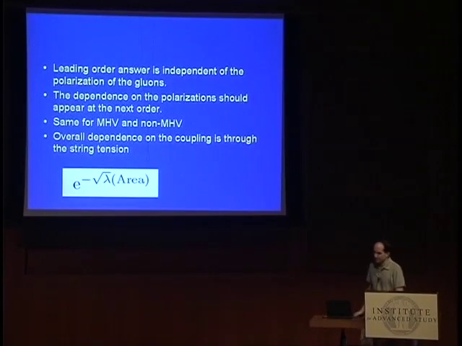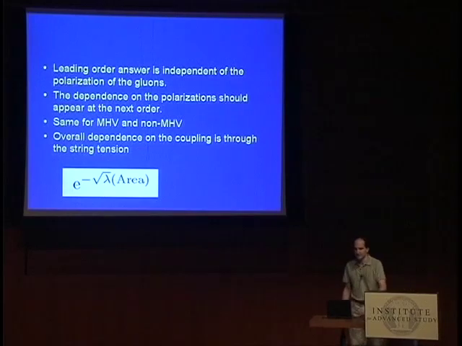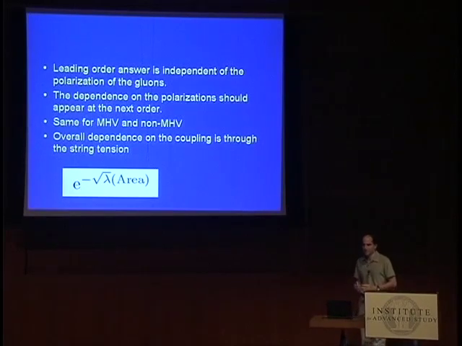So there are a couple of things that we should say already at this point. The first is that the leading order answer is independent of the polarization of the gluons, so it's independent of whether they have positive or negative helicity, or whether it's a gluon or a fermion or a scalar. And the dependence on these polarizations should appear at the next order. And in particular, we get the same answer for MHV diagrams and non-MHV diagrams. The overall dependence on the coupling is again through the string tension.